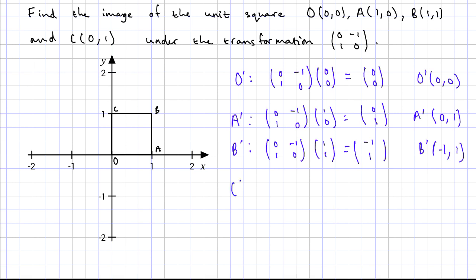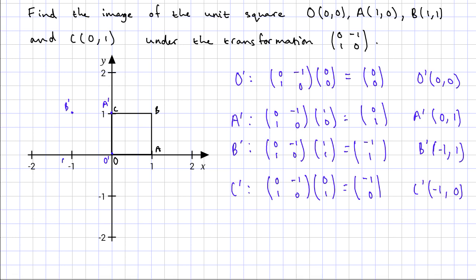And C dash, so we have the matrix [0 -1; 1 0], and the point C is (0, 1). So we have minus 1 here and 0 here. Okay, so now I can plot these points. So O dash is just here. A dash is (0, 1), which is there. B dash is (-1, 1), which is there. And C dash is (-1, 0). C dash is there. Okay, so I have a new square.